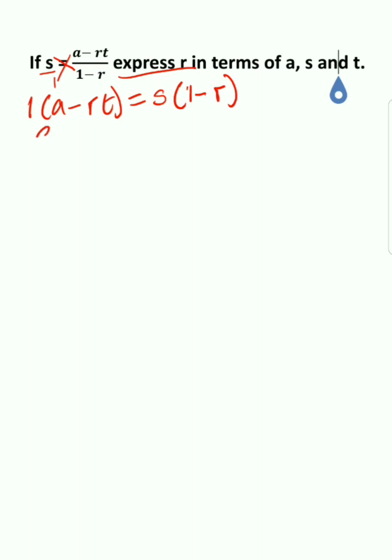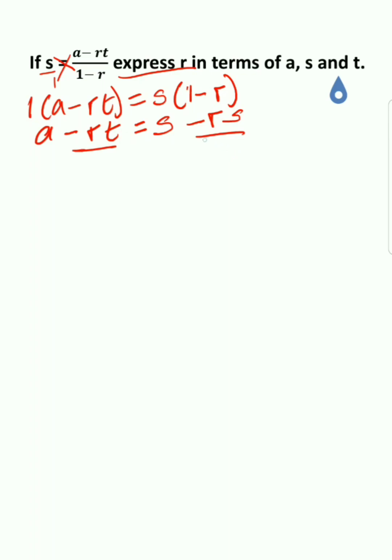And so 1 times a, that's a. 1 times minus rt, that is minus rt, equals to s times 1, that's s. S times minus r, minus rs. This is a term in r. This is another term in r. We want to make r the subject of the formula. And so we collect all the terms in r such that they are on one side of the equation, while all the other terms are taken to the other side of the equation.